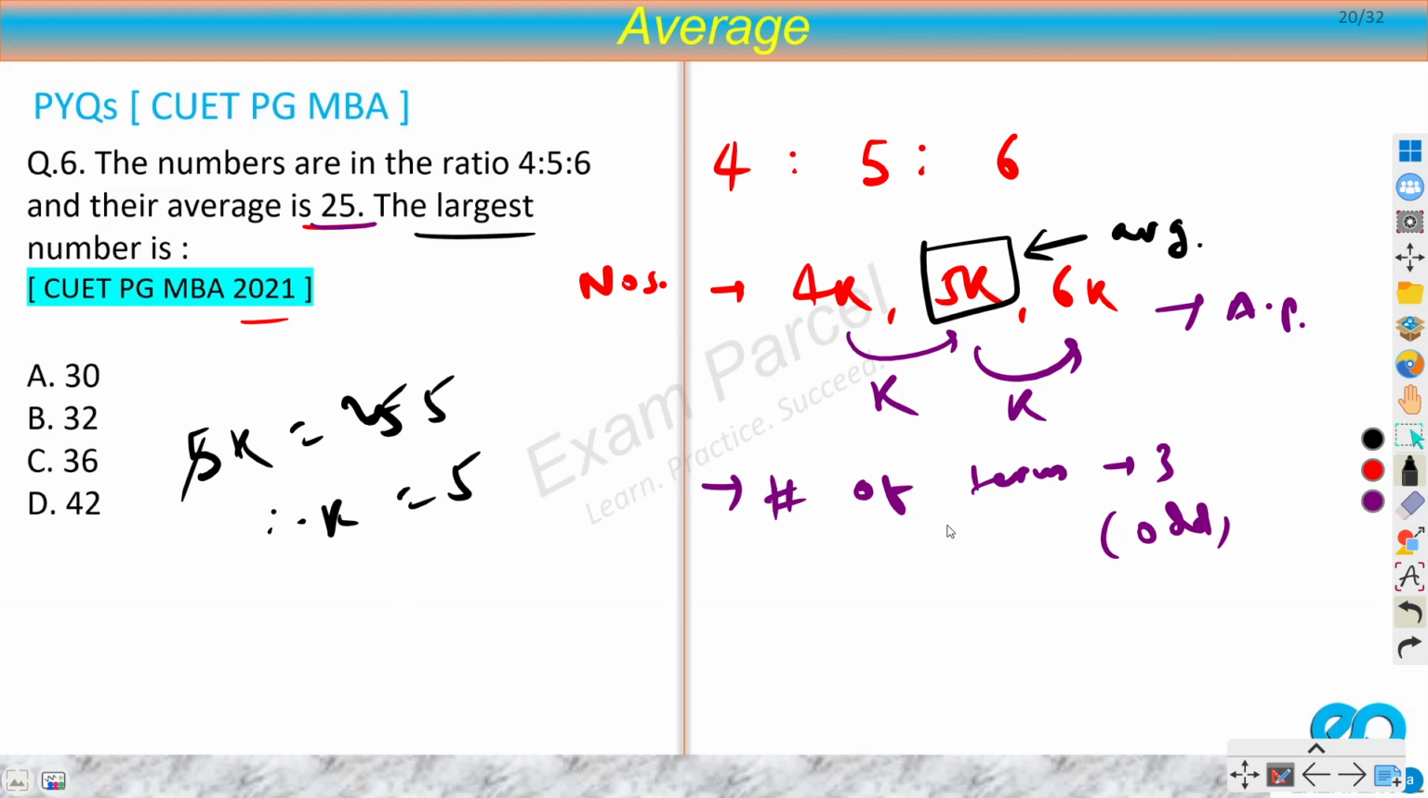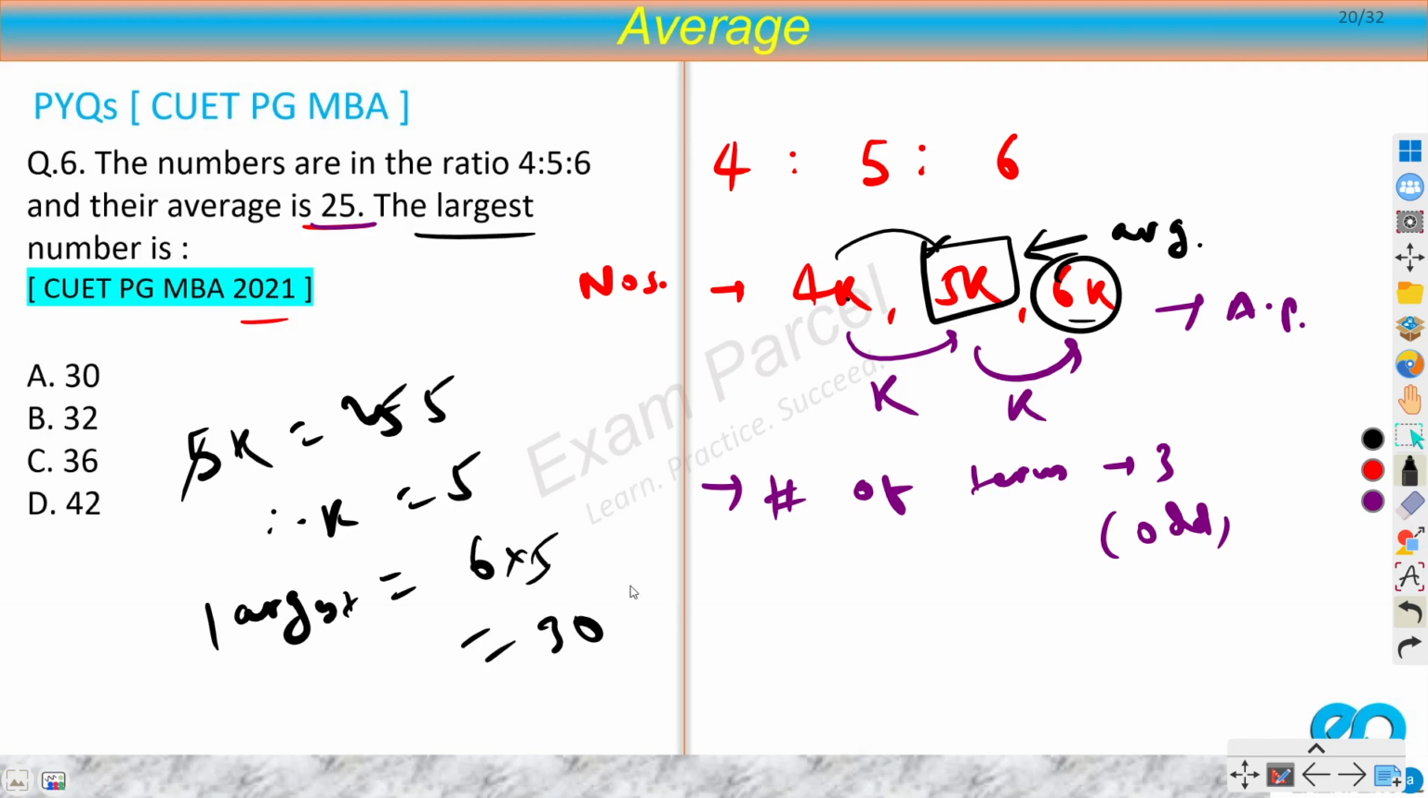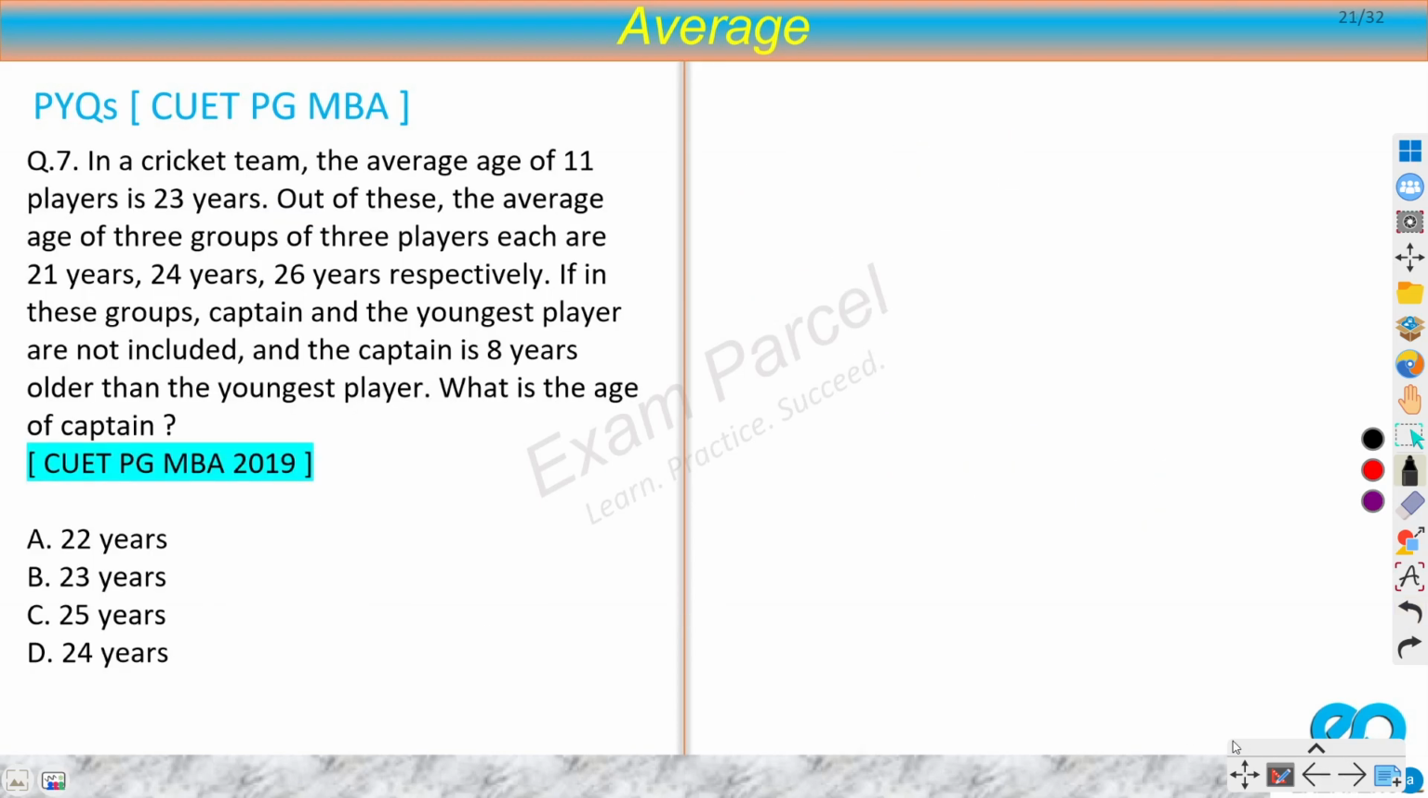Now we have to find the largest number. What is the largest number? 6k, obviously. 4k would be the smallest, then we have 5k and then we have 6k, the largest one. 6k would be 6 into 5, 30. Option A. Okay, let's now move on to the next question.